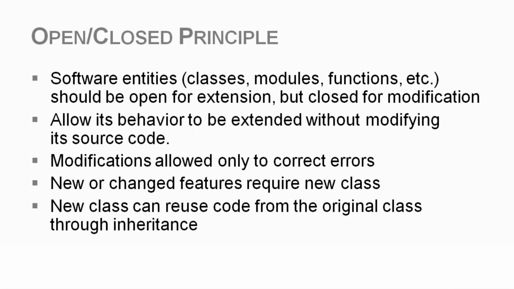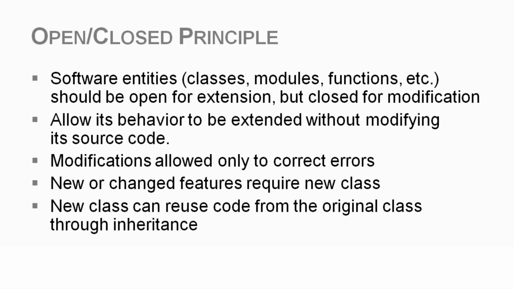The next principle is the open-closed principle. And this is somewhat related to the single responsibility. It just kind of takes it through time. The open-closed principle says that software entities, classes, modules, functions, whatever, should be open for extension, but closed for modification. What that means is that we should be able to extend our entities, but we shouldn't be modifying them.